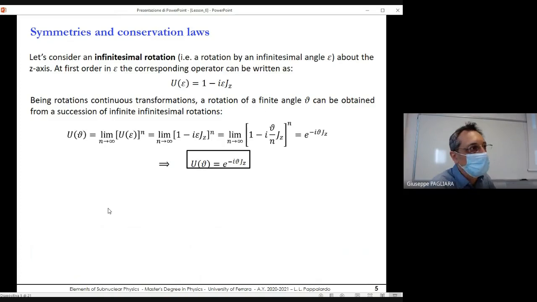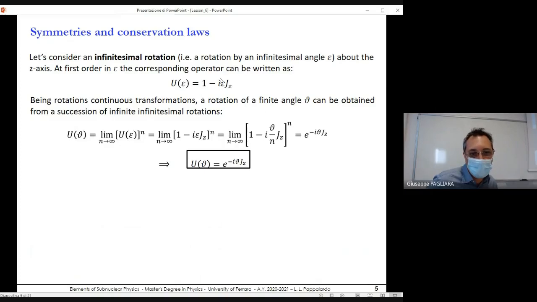Now, if you remember, for a continuous transformation like a rotation, it is always possible to obtain a finite rotation, so a rotation by a finite angle, as an infinite succession of infinitesimal rotations, okay? So if you want now to calculate our rotation operator by a finite angle theta, this is equivalent to essentially applying infinite times the transformation for an infinitesimal angle epsilon, okay? So we go in the limit where n goes to infinity.